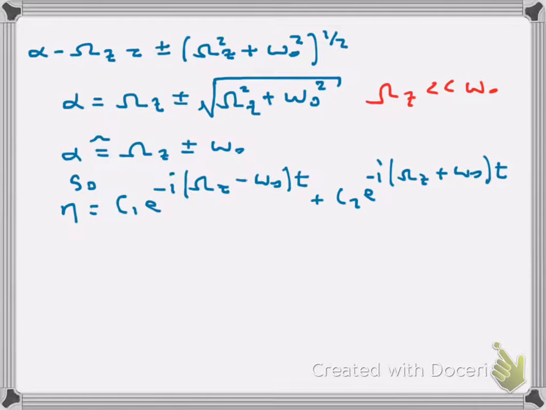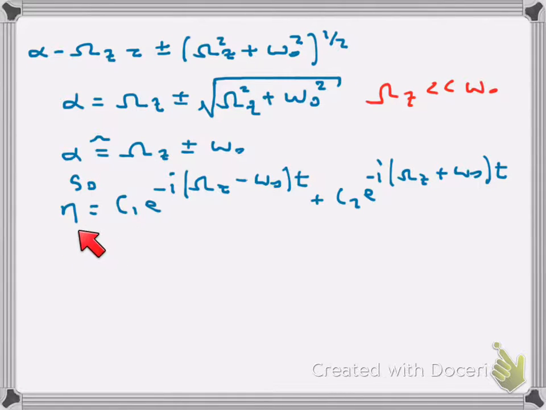Now since in this problem omega z is very small, the angular frequency of the rotation of the Earth is very small relative to the natural frequency of the pendulum, I can neglect this omega z squared, and then I have the square root of omega naught squared, which is just omega naught. So we're left with alpha is about equal to omega z plus or minus omega naught.